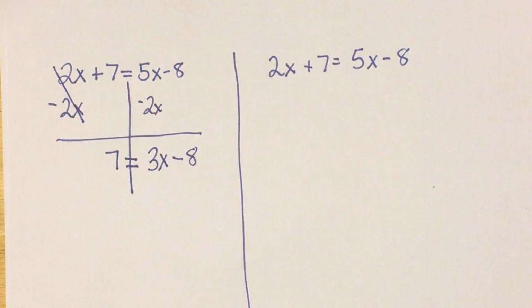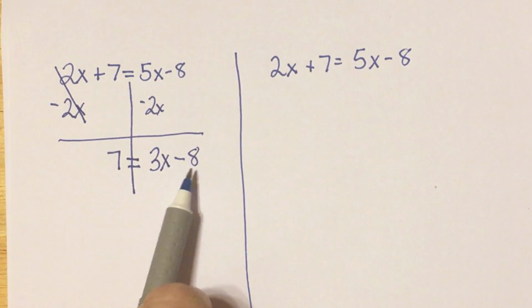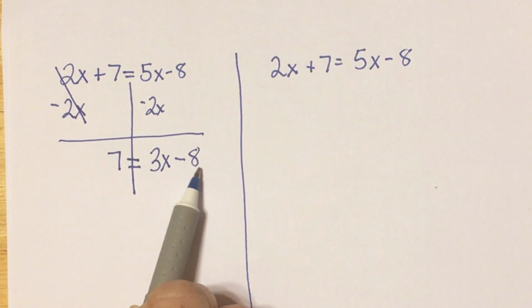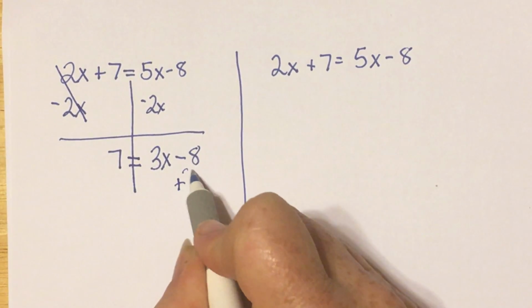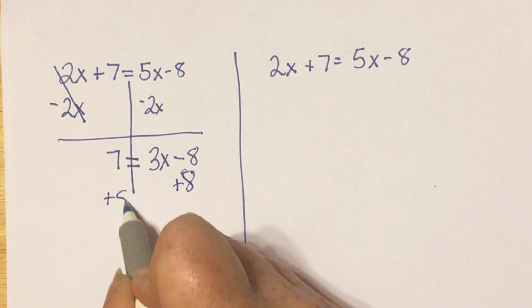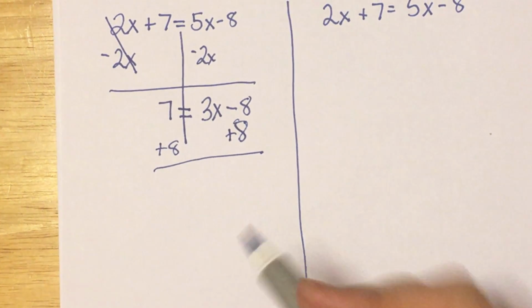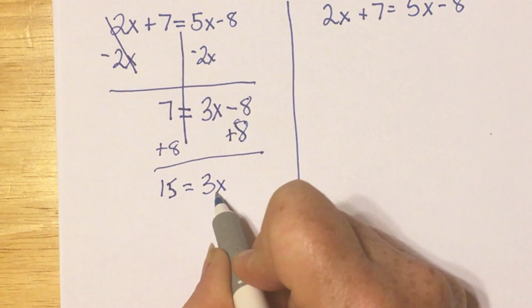Now, as you've heard before in my previous videos, we always want to eliminate the constant that is on the side the variable's on. The variable's on the right side. The constant that's on the right side is the negative 8. So to eliminate that, I will add 8 to both sides. Now, that leaves me with 15 on the left of the equal sign and 3x on the right.